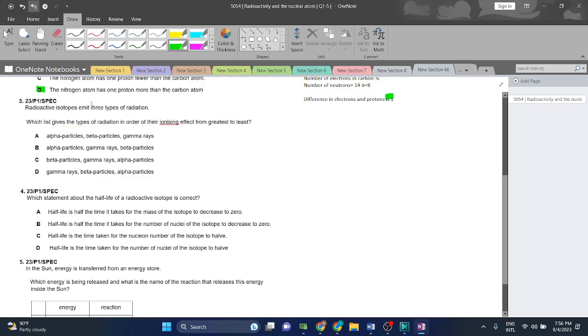In the first option we are given alpha particles, beta particles and gamma particles. Yeah, that is how it is. So A is the right answer, and I'll explain to you why. The ionizing effect will be maximum in the alpha particles, due to its large charge and mass, right?